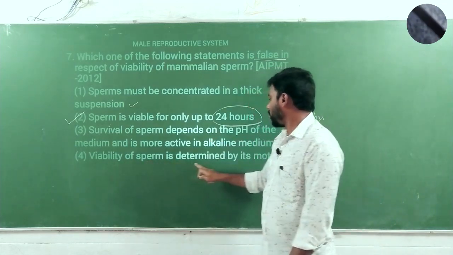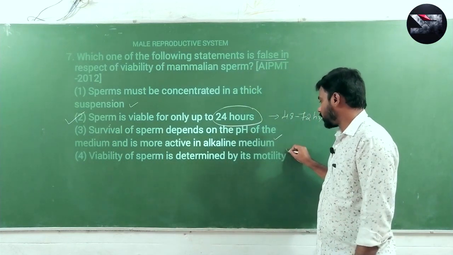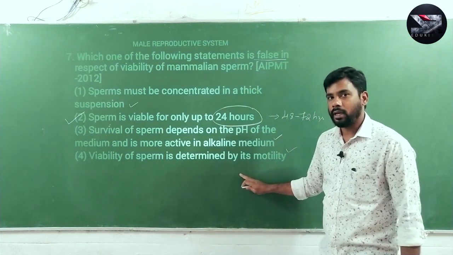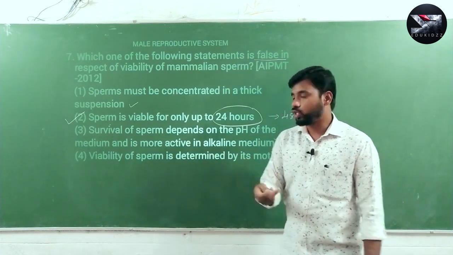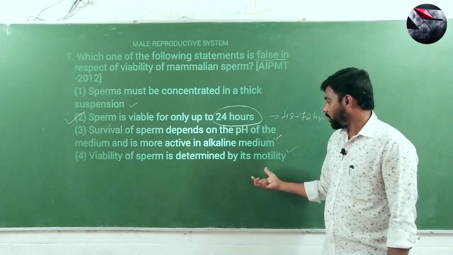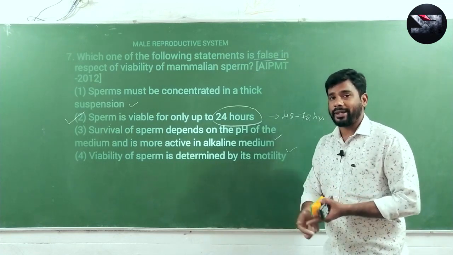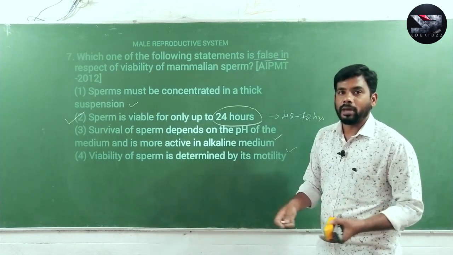And viability of a sperm is determined by its motility. Yes, sperm is motile, it has a flagella, and the middle piece of the sperm has mitochondria that provide energy for the motility of sperm. So if the sperm do not have those conditions, then there will be no viability of the sperm.